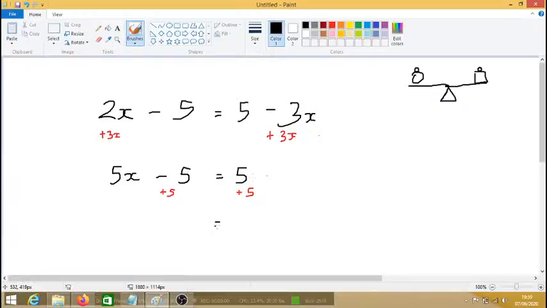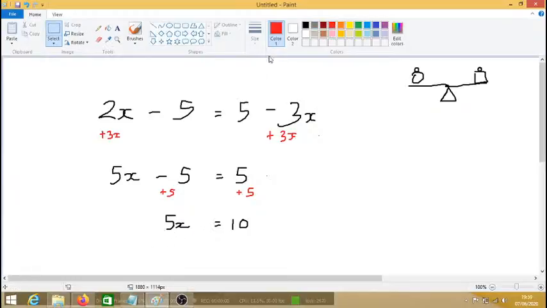We're going to end up with 10 on the right. We're going to end up with 5x on the left. Minus 5 add 5 is just going to be 0, so I can just put a dot, and then I can move my 5x across. So 5 times something is equal to 10. Let's divide both sides by 5. I'm going to divide by 5 on both sides.